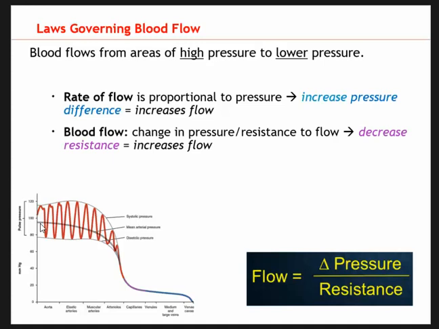The second factor has to do with resistance. So we see this picture down here. This triangle means change in. And so we have a change in pressure, which we see right here, and then we have resistance to flow. So that's basically what flow equals, or greater amounts of flow. It has to do with both of these factors. And this one's kind of obvious. If we have a decreased resistance, we're going to have an increase in flow.